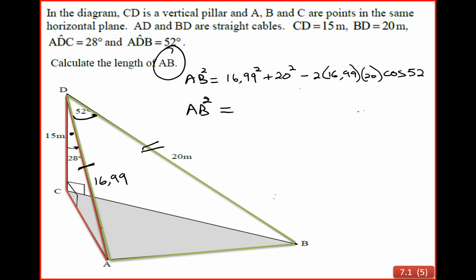And if you type that on a calculator, you're going to get 270.256. We don't want to round off as yet. And then we're going to find the square root of 270.256. And finding the square root of that will give me 16.44 meters. And there we have it. AB is 16.44 meters. Thank you.